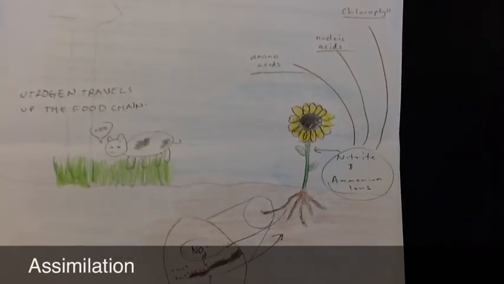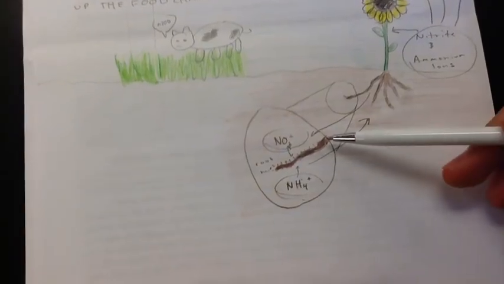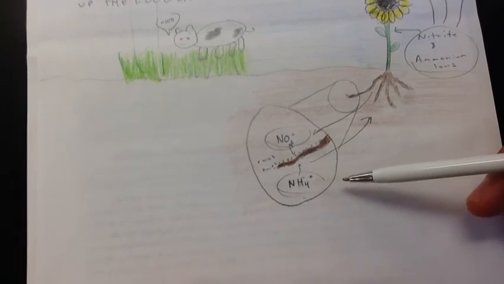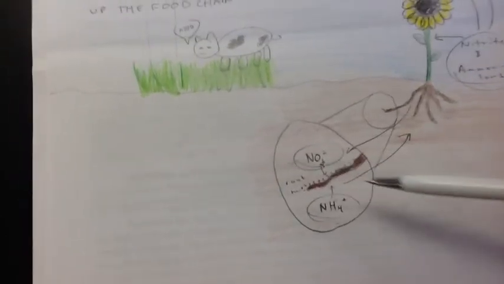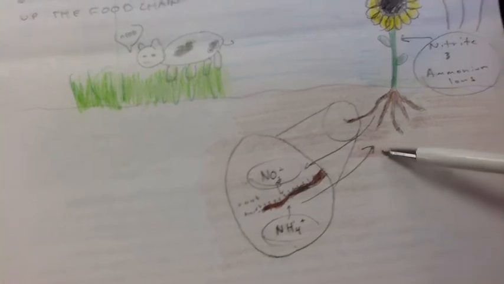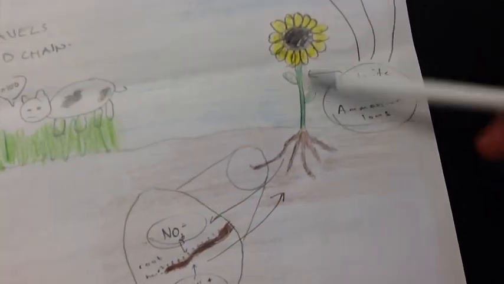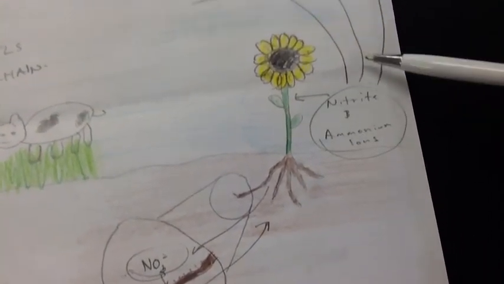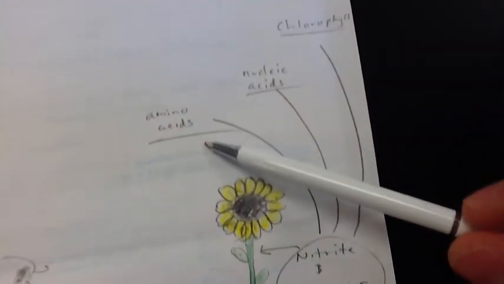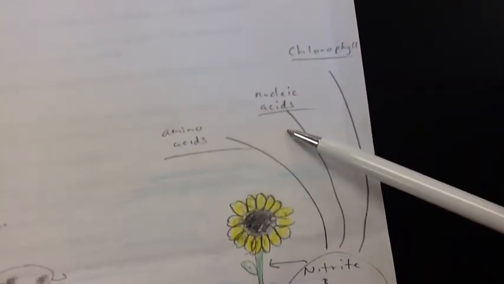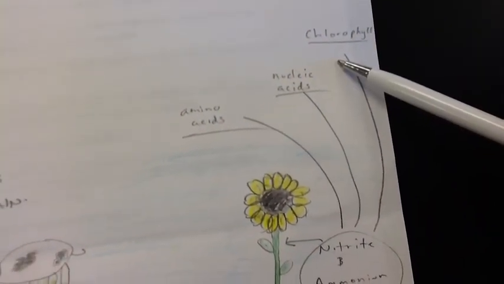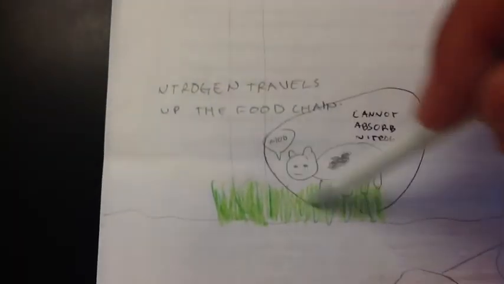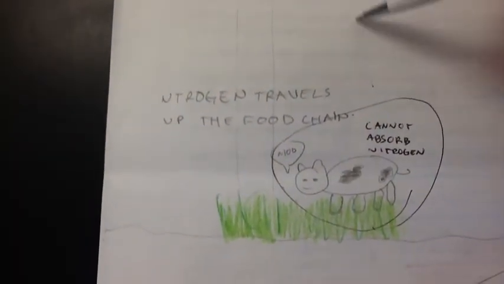Next, during assimilation, plants absorb nitrogen compounds, such as nitrate ions and ammonium ions, from the soil through their tiny root hairs. Ions absorbed by the plants are converted into different forms: nitrite ions and ammonium ions. Plants use these substances to make amino acids, nucleic acids, and chlorophyll. However, animals cannot absorb the nitrogen they need like plants. Instead, animals must consume nitrogen.